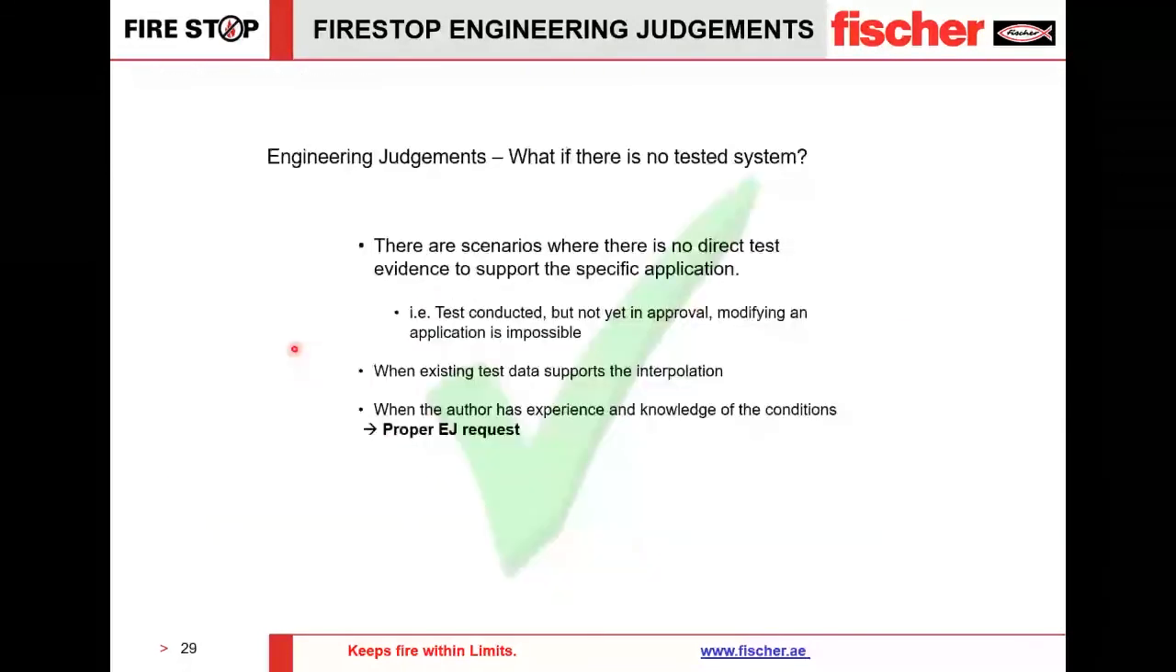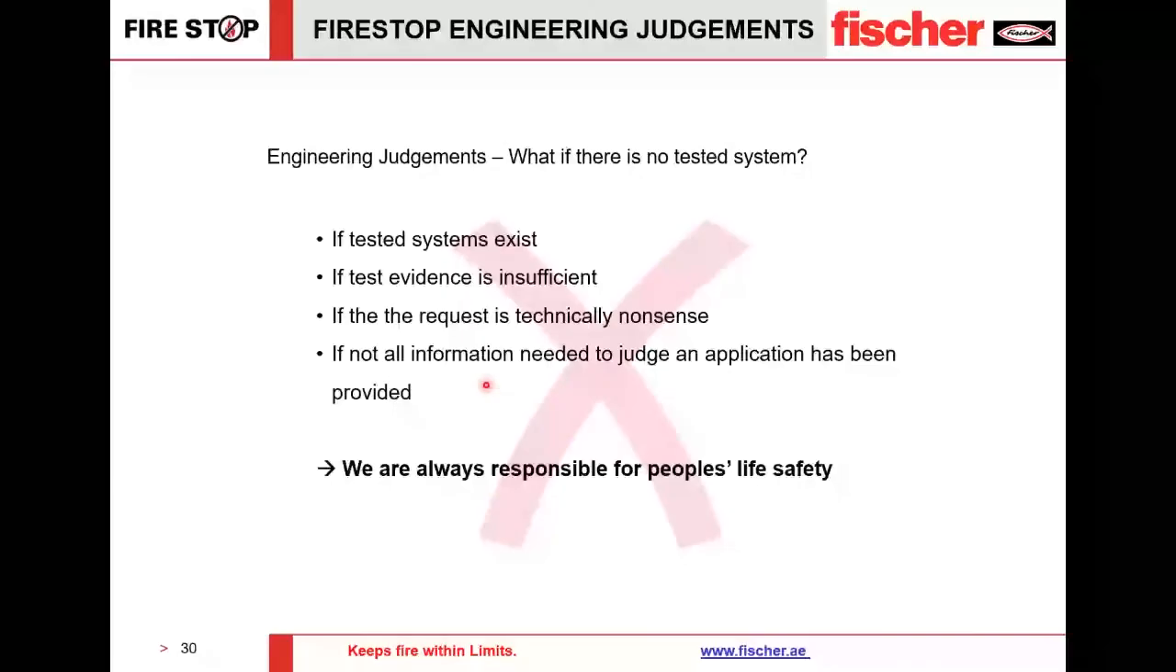So, as a summary, engineering judgments can be issued if there is a scenario where there is no direct test evidence to support the specific application, but, and this is really important, if existing test data allows for interpolation or extrapolation. The author has to have sufficient experience and must be granted permission by the manufacturer to design engineering judgments. However, engineering judgments also have their limitations, as we will explain on the next slide.